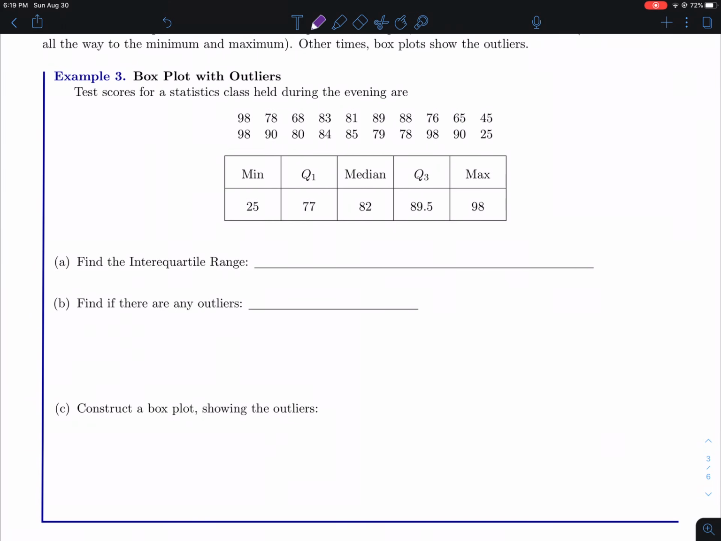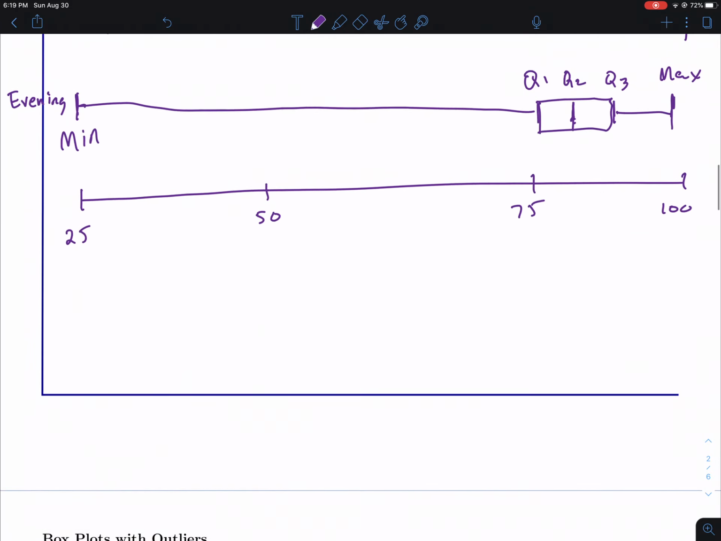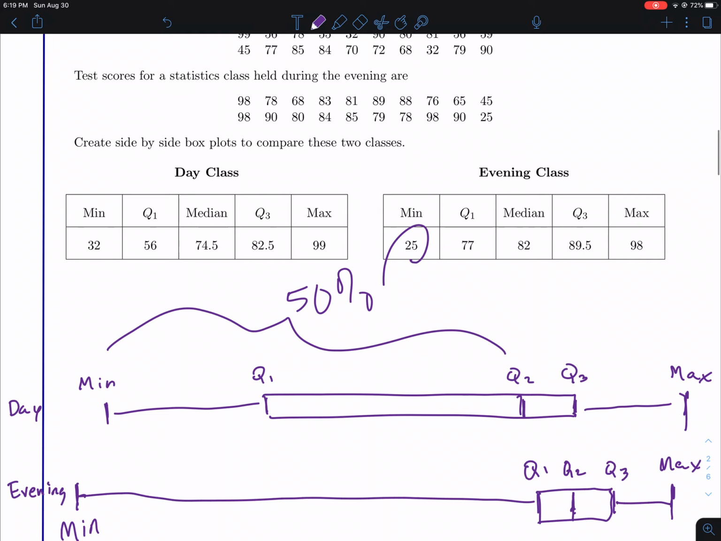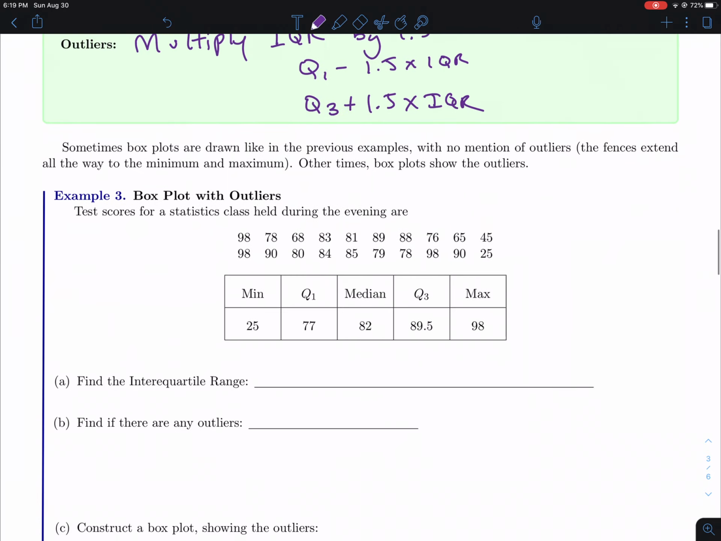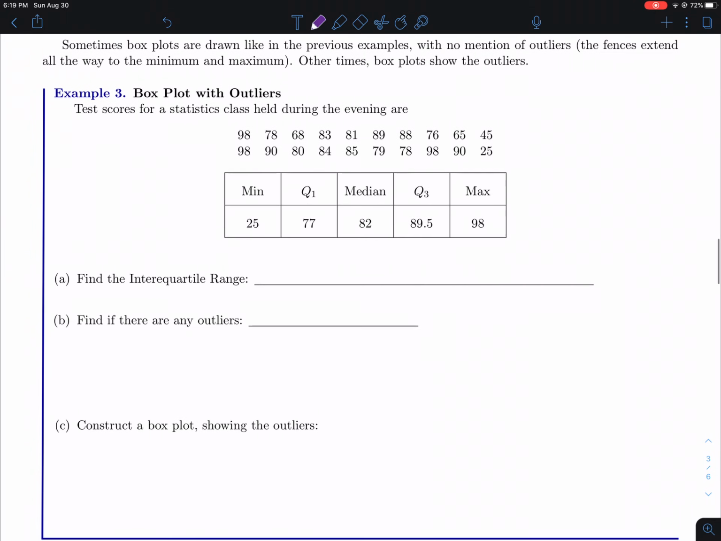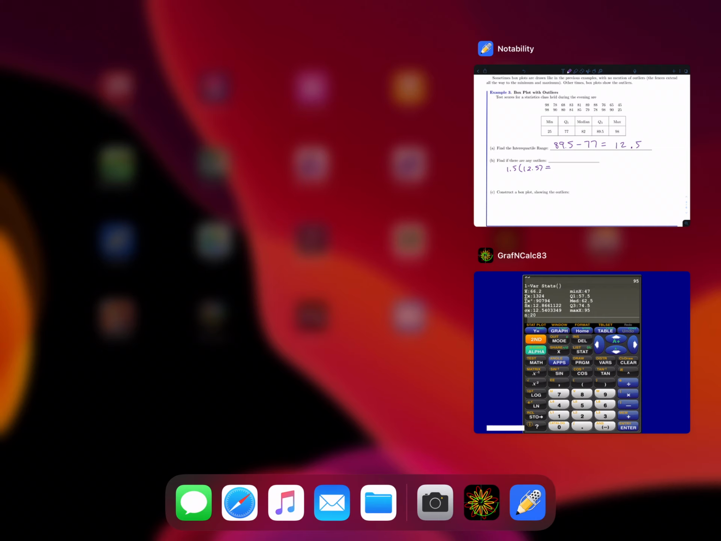So let's actually do one with the example above. Again, this is the exact same data that we had above for the physics class. So 25, 77, 82, 89. This is the evening class, exact same data. If we want to find this interquartile range, we're going to do 89.5 minus 77, which gives us, was it 12.5 it looks like? Yep, 12.5. And now we want to find if there are any outliers in this case. So again, we're going to take that interquartile range and multiply it by 1.5. I forgot to do this ahead of time, so we'll go to the calculator real quick.